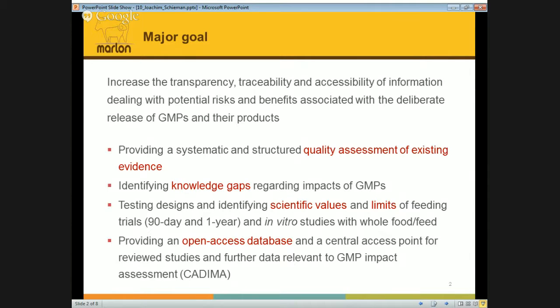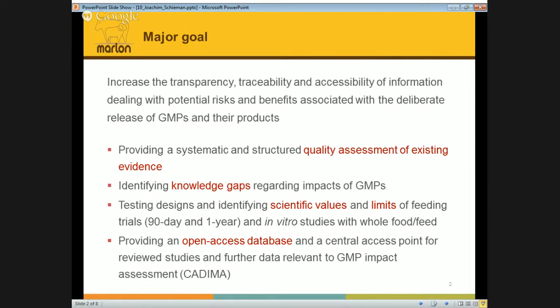When Harry asked us to talk a little bit about the relation between GRACE, our project, and MARLON, we are just on the other side of the coin. So we are trying to broaden the scientific basis for pre-market risk assessment. And of course, the better we are, the less effort is necessary for the post-market monitoring.